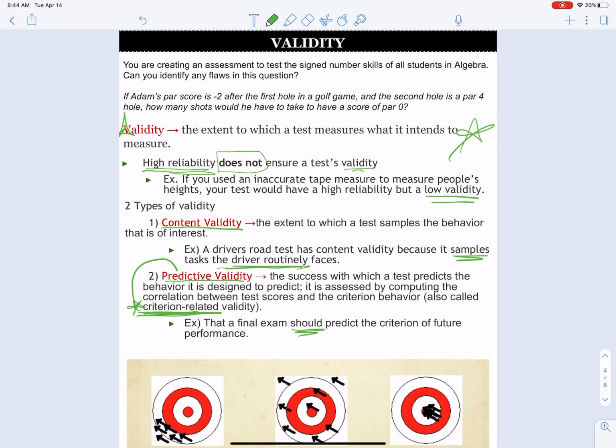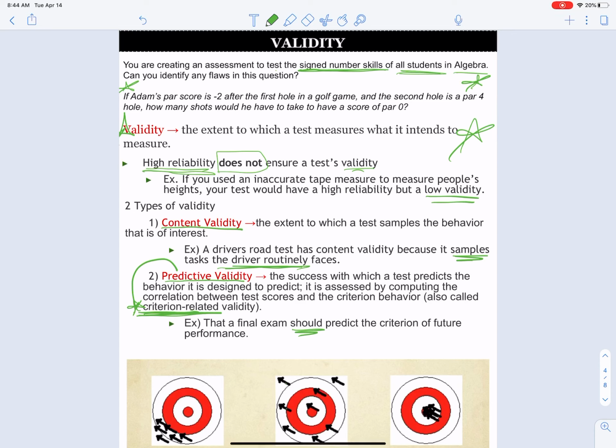So if you jump back up here, one thing that might compromise your validity is when you're trying to create an assessment to test signed number skills. So if you were learning about integers in algebra, and I was testing all students cross-country in algebra, this question right here would not be a good one. So let's see if we can identify the flaw.